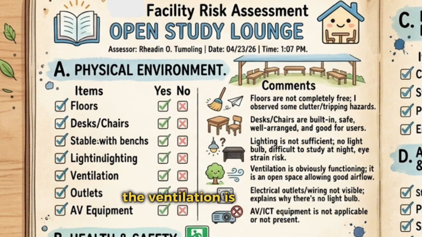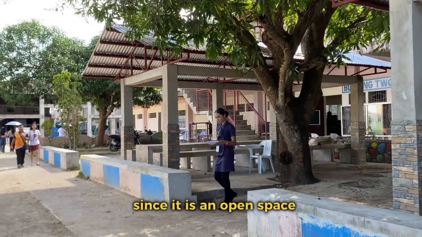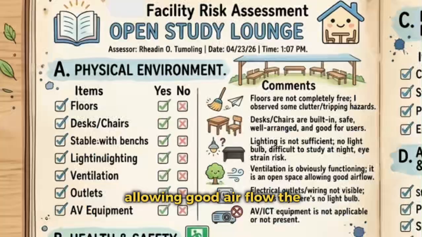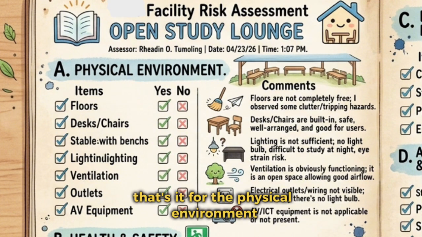The ventilation is obviously functioning properly since it is an open space, allowing good airflow. The electrical outlets and wirings were not visible in the area, which explains why there's no light bulb there. The AV or ICT equipment is not applicable or not present in the area. That's it for the physical environment.